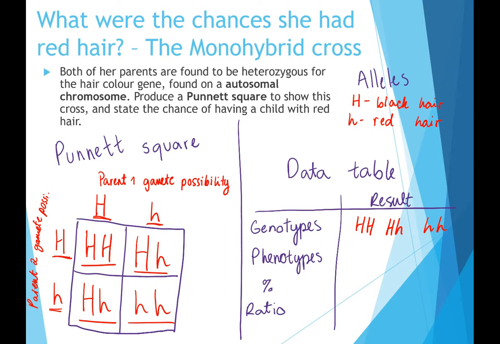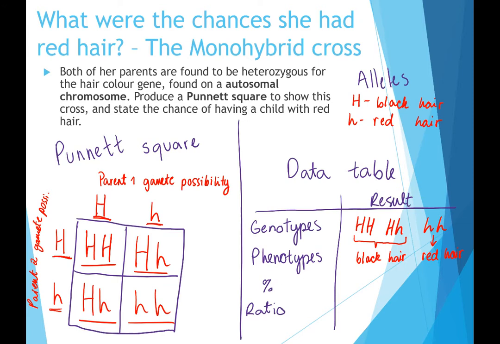Now, what are the possible phenotypes we can get out of this? Hopefully, you've identified that both of these genotypes are going to give black hair. This one on its own is going to give that red hair that Mrs. McKinnon got. Okay? And then we can further analyze this data using percentages.